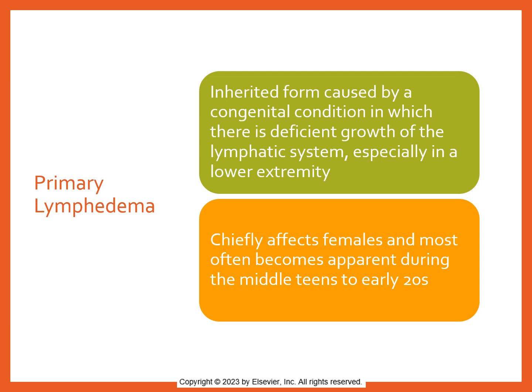The inherited form, or primary, is a congenital condition in which there is a deficient growth of the lymphatic system, especially in a lower extremity. This condition would chiefly affect women and most often becomes apparent during the middle teens to 20s.